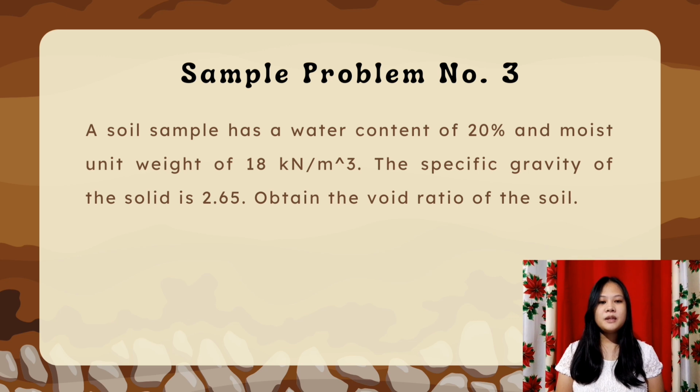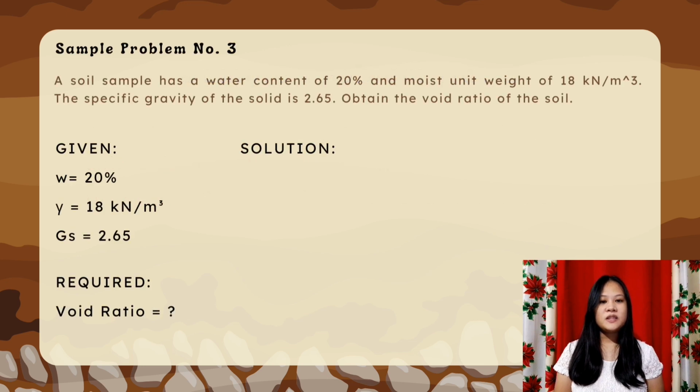For sample problem number 3, a soil sample has a water content of 20% and moist unit weight of 18 kilonewton per meter cube. The specific gravity of the solid is 2.65. Obtain the void ratio of the soil. Ang mga given natin ay ang water content na 20%, unit weight na 18 kilonewton per meter cube, and specific gravity na 2.65. Pero ang hinahanap natin ay ang void ratio.